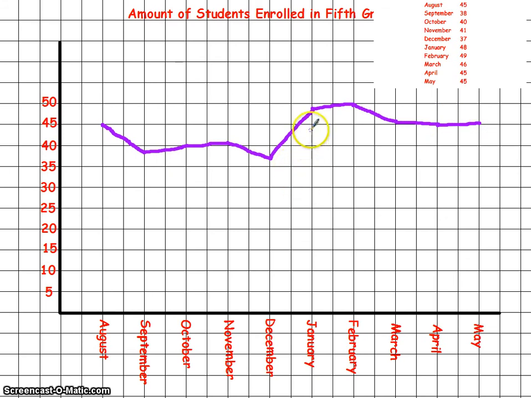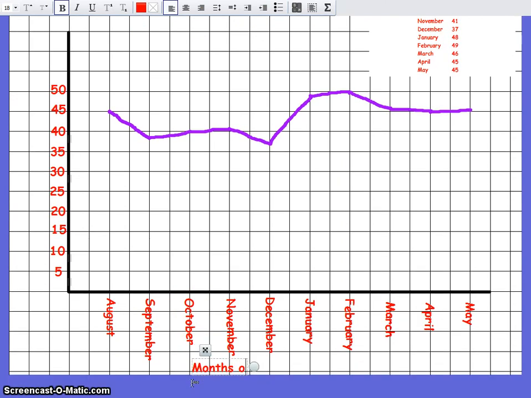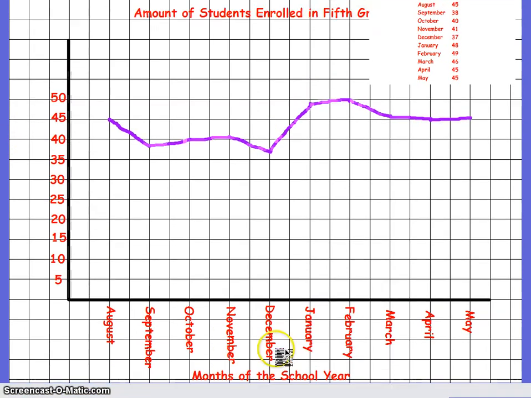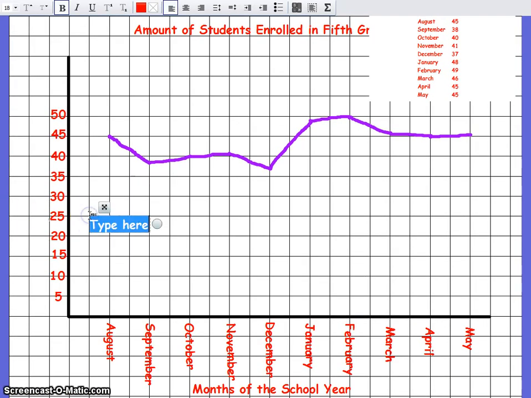So once you've created your data points and collected them, there's one last thing that I need to do here, and I need to label my axes. So I need to label and state what these numbers are and these months here, okay? So I'm going to type here months of the school year. So I'm going to label my x-axis, and then I'm also going to label my y-axis, and that's going to be the numbers. What do they represent? Well, they represent the number of students.